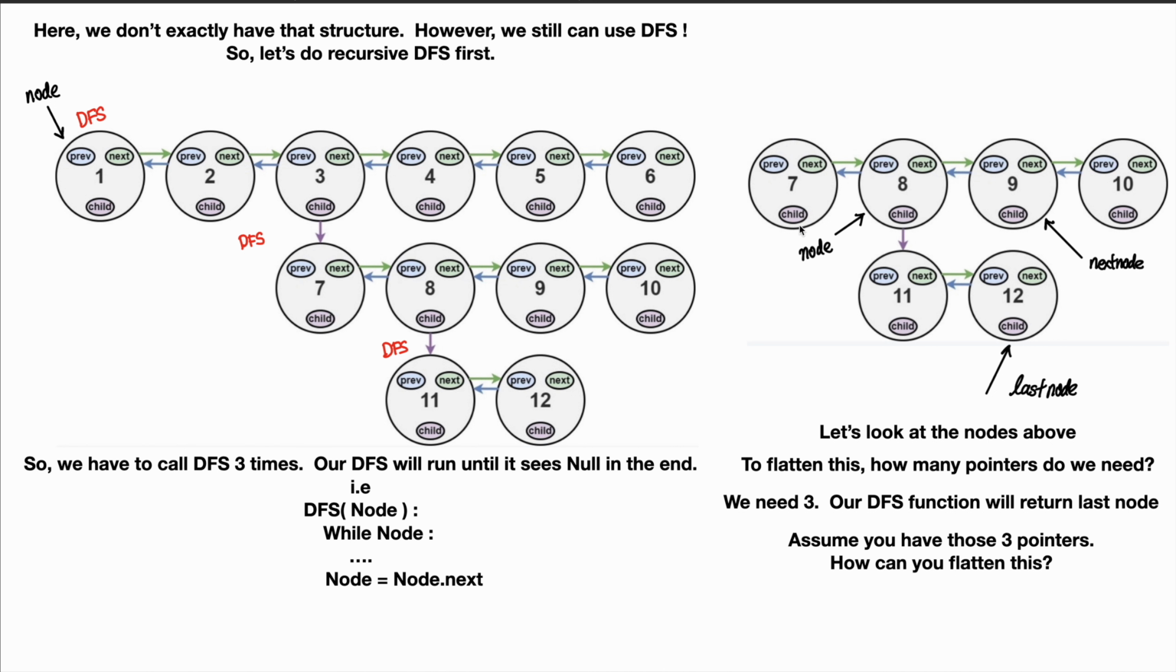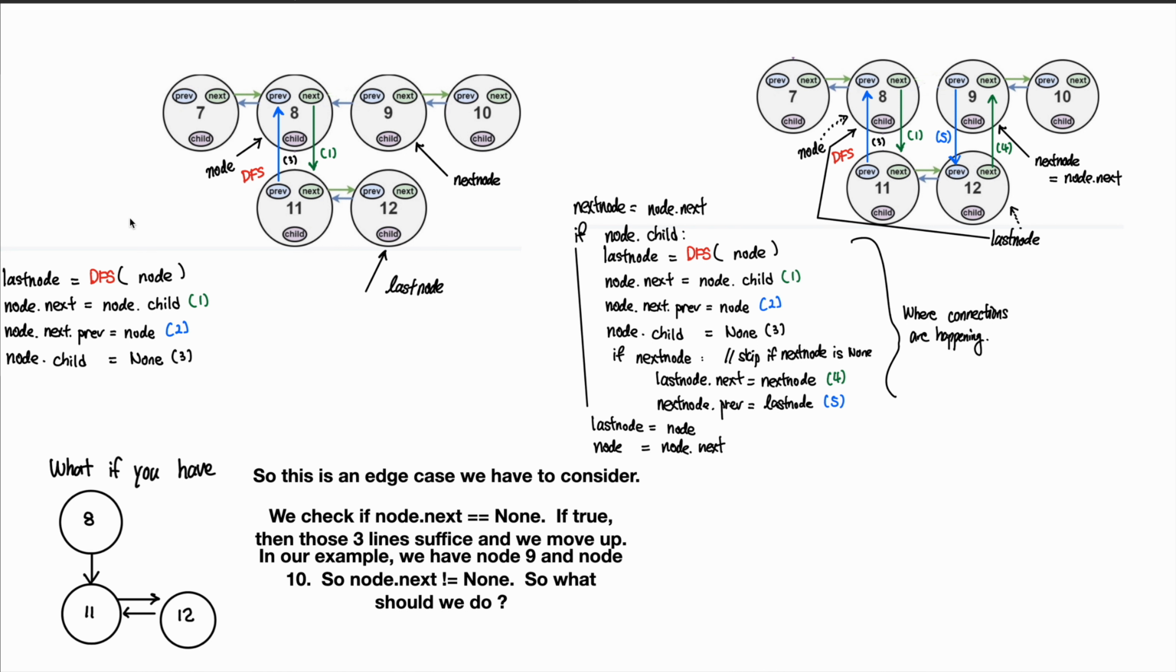So to flatten this, we need 3 pointers. We need this node, we need the last node that points to this guy, and then the next node. Next node will be node.next. And so if you are given these 3 pointers, can you flatten this guy? So let's look at that part. And so last node will be whatever. So last node will be this guy, and that's the return value of our DFS.